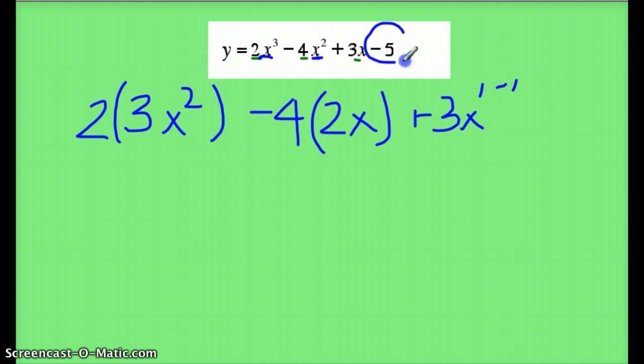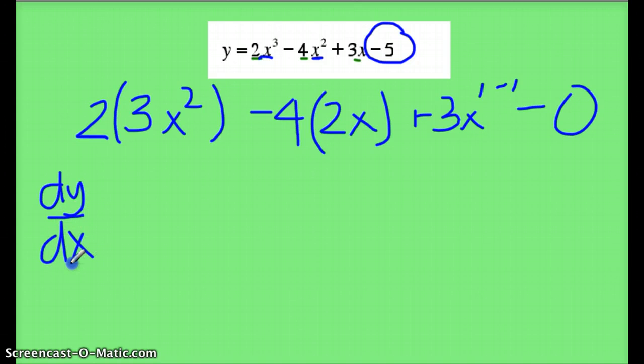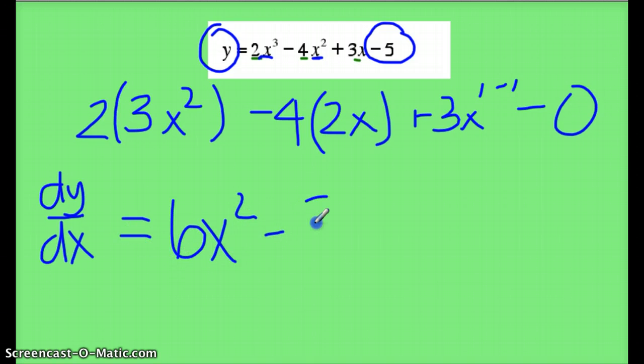And we said the derivative of any constant is equal to 0, so let me erase that real quickly. It's going to be a minus 1. I'm sorry, minus 0. If I simplify this, I get dy dx, which is a notation for the derivative of y, is equal to 6x squared minus 8x plus 3.